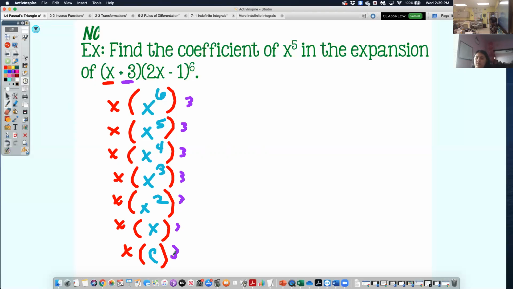Would it be the 3rd row? It's going to be this one. Because when I multiply x to the 4th by an x, doesn't that give me x to the 5th? So this particular term, I need to find the coefficient for x to the 5th. But also, when I multiply 3 to the expansion, wouldn't this also give me an x to the 5th term? So I need both of these terms inside the expansion in order to get the coefficient of the x to the 5th term.